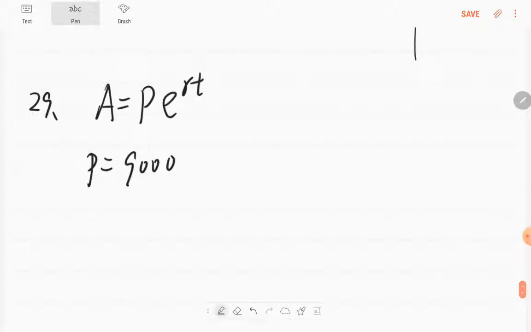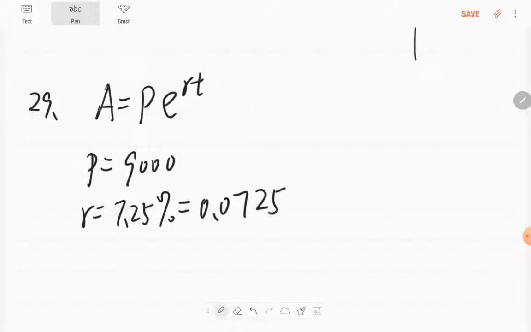So compounded continually. Okay, so we use the formula A equals the future money equals the current money, principal, times e to the RT. So here P, the principal, is 9,000. And the R is the annual rate, which is 7.25%, which is about 0.0725. And what is the T? T is here 7 years, so it's 7. So you plug in everything.